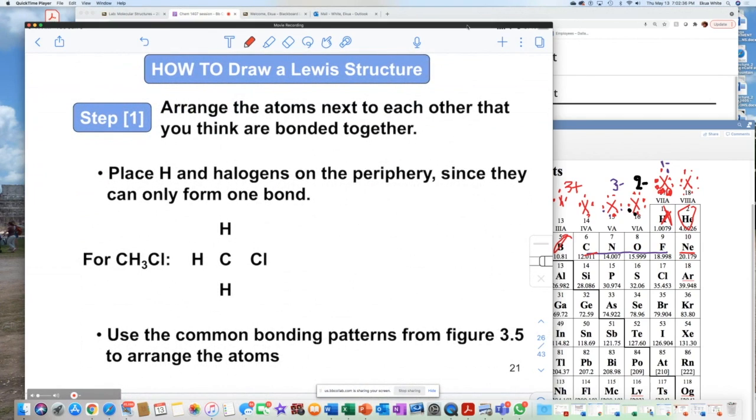Okay, so here it says how to draw a Lewis structure. Arrange the atoms next to each other so that you think are bonded together. Okay, listen, I haven't modified the slides. I'm just reading what they're saying and following along. Let me tell you how this works. When you're given the formula, the formula they gave us here is CH3Cl, okay? The element that has the greatest bonding ability is the one that goes in the middle.